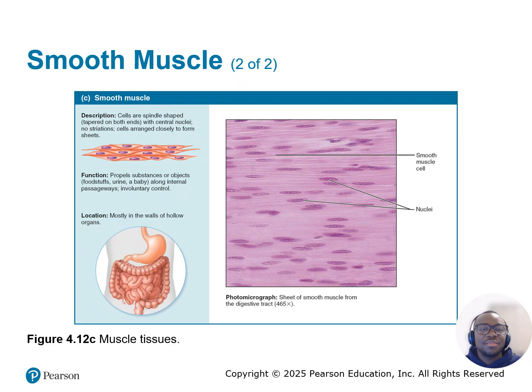Smooth muscles have spindle-shaped cells with one central nucleus. Smooth muscles have no visible striations and are under involuntary control. They are mostly found in the walls of hollow organs, where they function in propelling substances such as foodstuff along internal passageways.